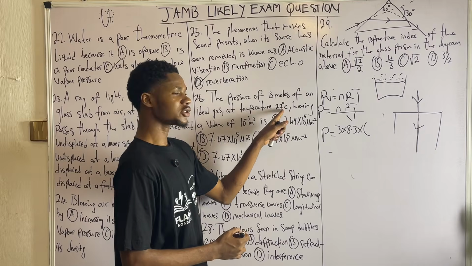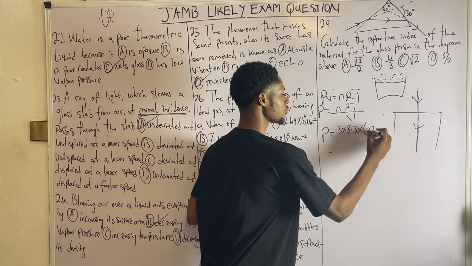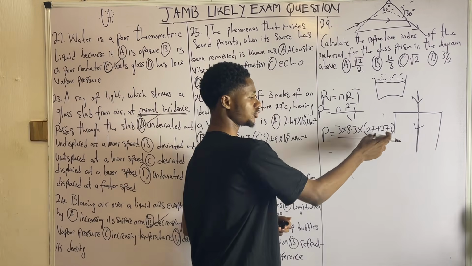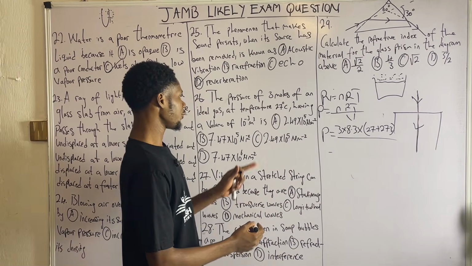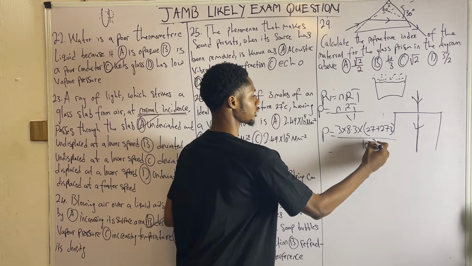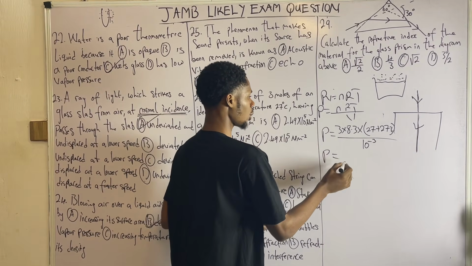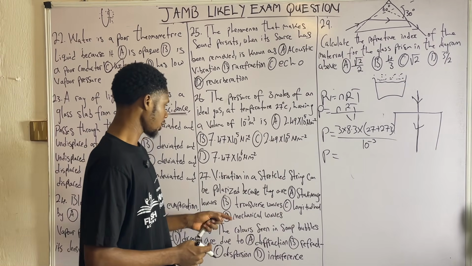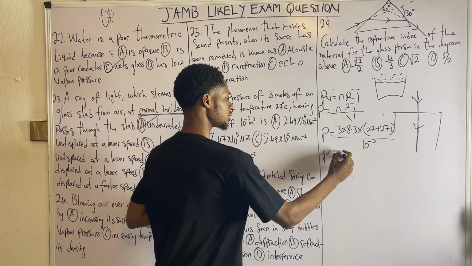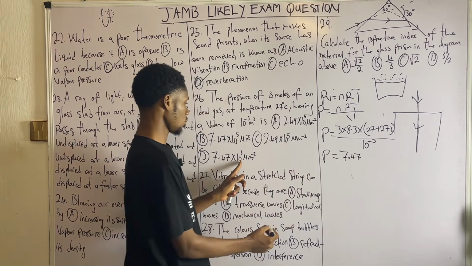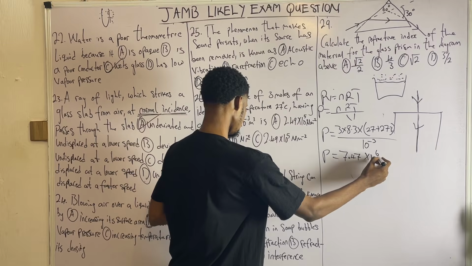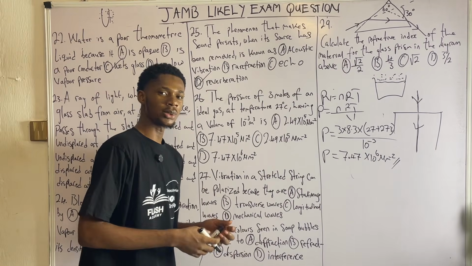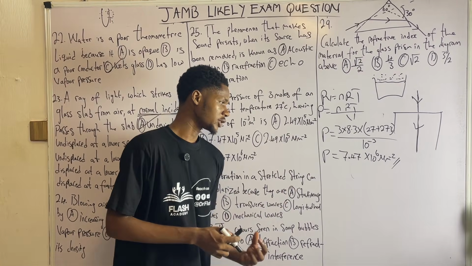27 degrees Celsius plus 273, so 273 plus 27. When we add that, you should get 300, divided by the volume. And what's the volume? 10 to the power of minus 3. Hence, when you solve for P using your calculator, what you're going to get is option D. Option D is 7.47 times 10 to the power of 6 newtons per meter squared. Very, very easy. Practice more problems with me, and you will get acquainted with all of these processes.